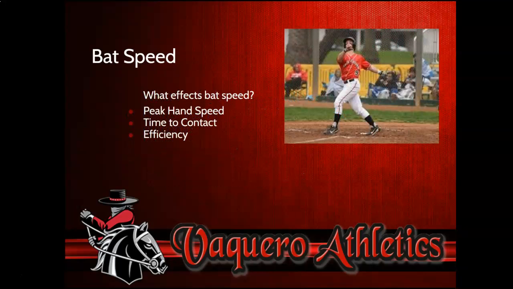Things that affect our bat speed are our peak hand speed, so how fast and when our hands are moving throughout our swing, and the time to contact. If we have a really long swing, the time it takes for our barrel to get through is going to affect our bat speed. Then there's the efficiency of our swing. Our goal in designing a swing is to have an efficient swing that generates the most contact without sacrificing bat speed, which in correlation turns into exit velocity. So those are all things that correlate and go together.